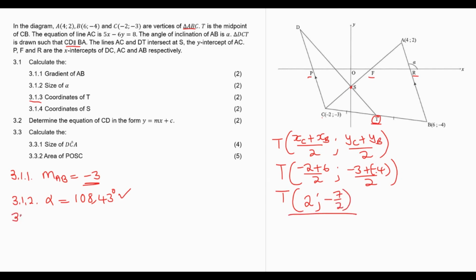So for 3.13, the coordinates of T are (2, -7/2).